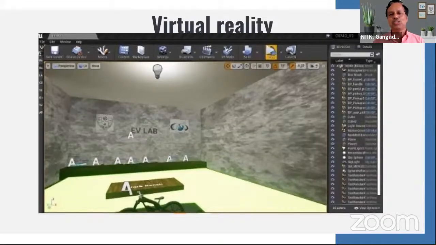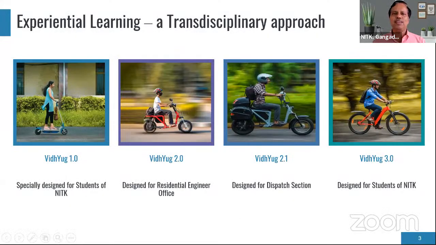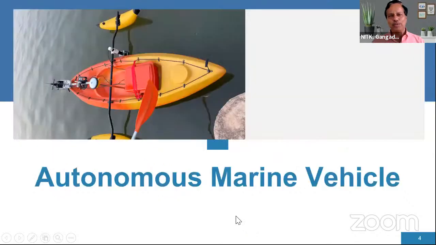We want to train them using virtual reality kits. So successfully they have implemented this, and for 1 or 2 products we are able to demonstrate how to get the assembly done together. So that is about one item which we did for providing experiential learning in a transdisciplinary mode.